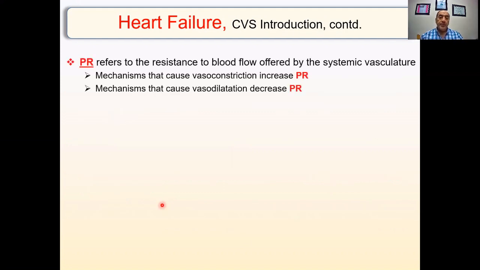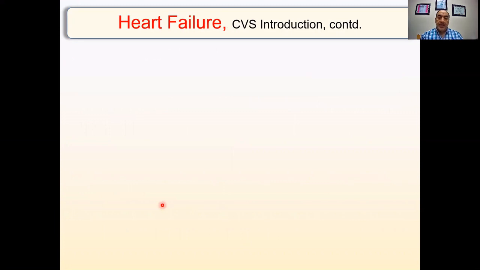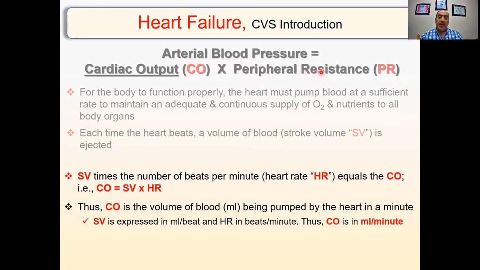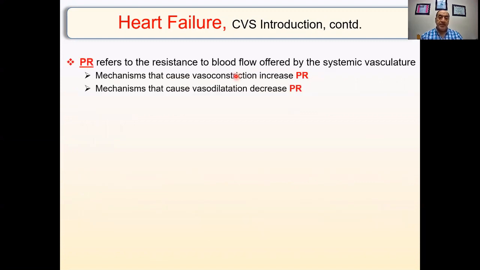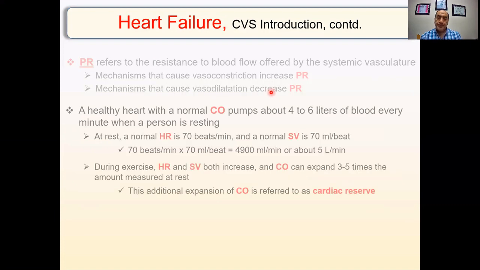Then the second player, we said here, the blood pressure equals cardiac output times peripheral resistance, right? So peripheral resistance refers to the resistance to blood flow offered by the systemic vasculature. Anything that increases vasoconstriction, like activation of alpha receptors by adrenaline or the sympathetic nervous system, will cause vasoconstriction, which will increase peripheral resistance. Easy, right? Mechanisms that cause vasodilation, like activation of beta-2 receptors in the blood vessels by the sympathetic nervous system, will decrease peripheral resistance.